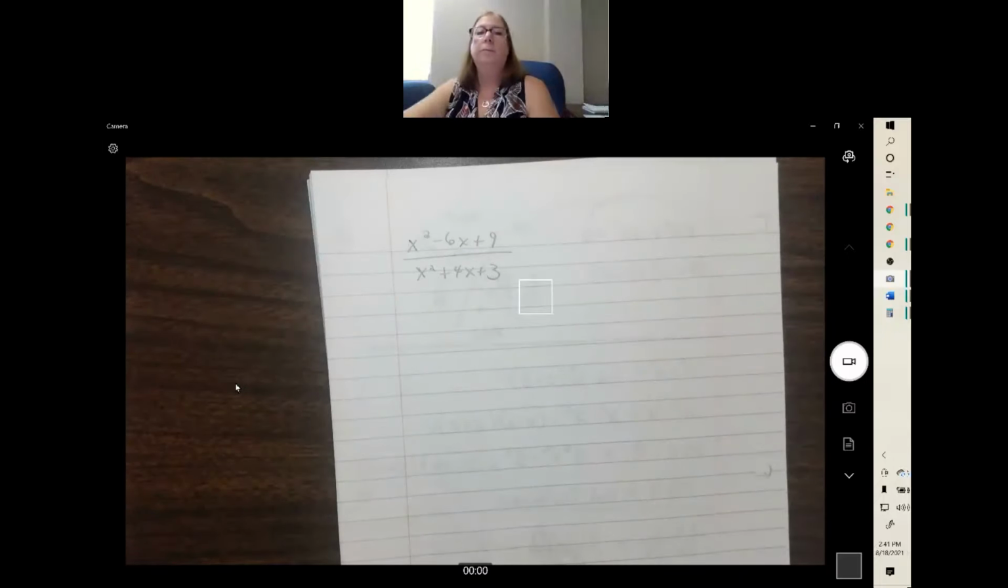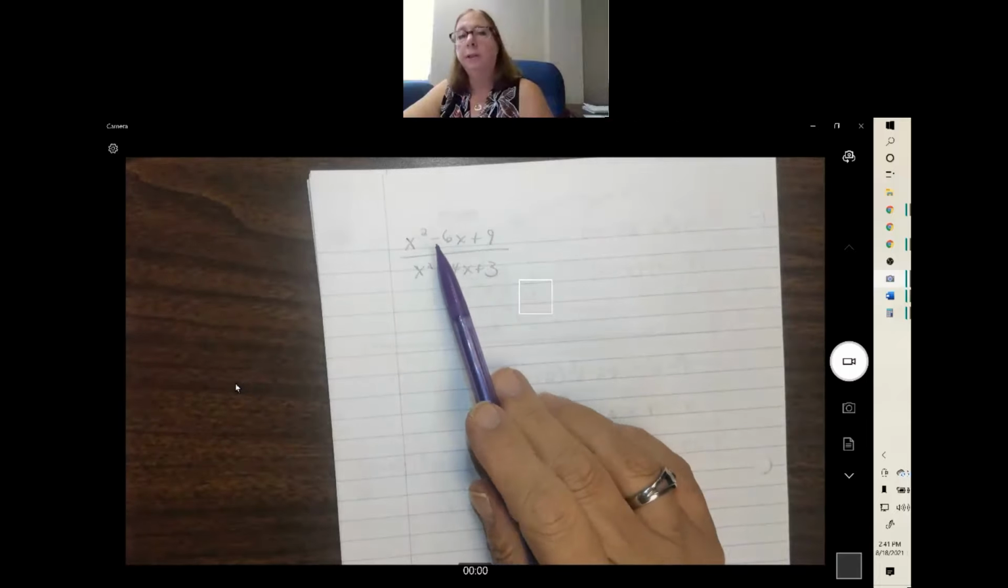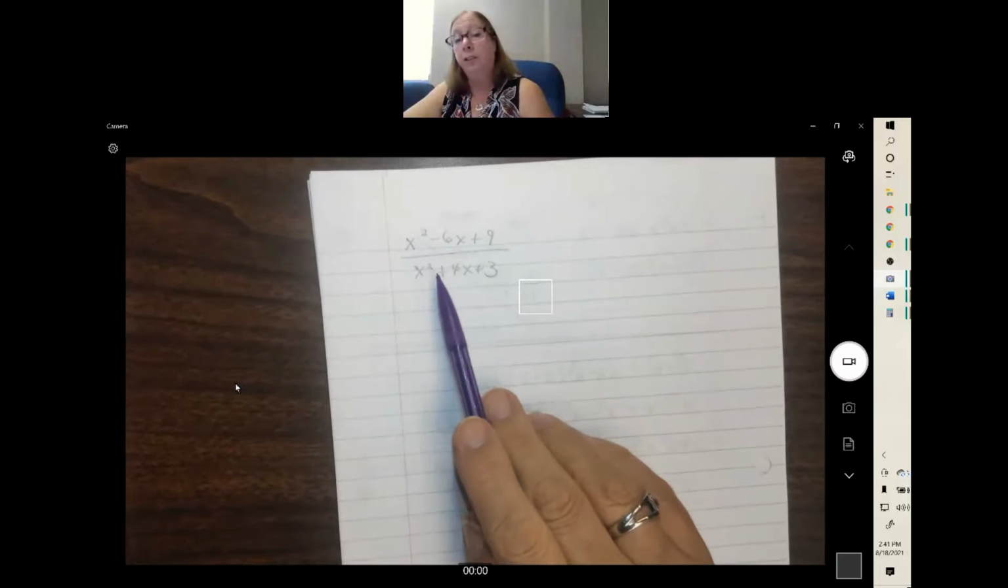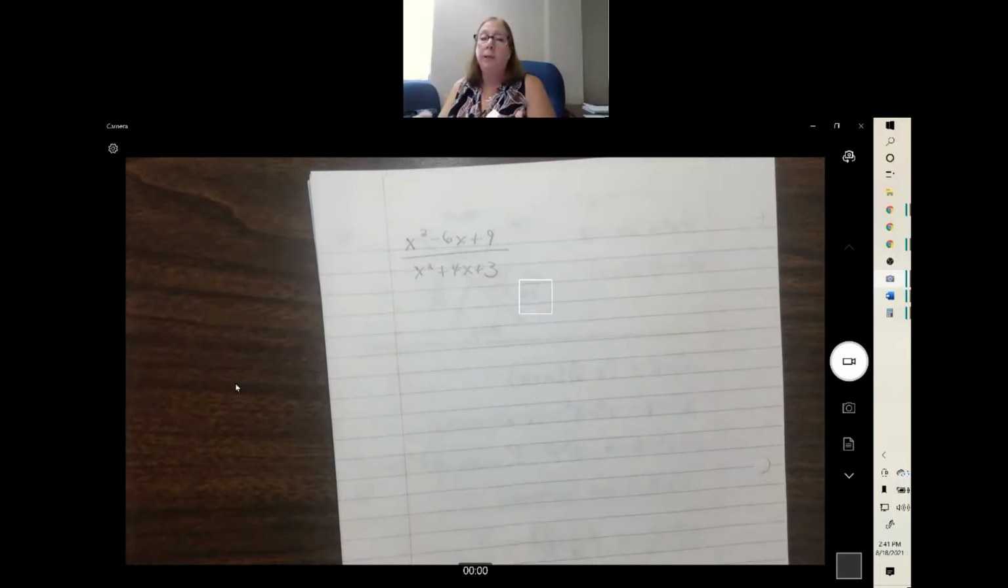On this one, there's nothing that goes into it. Notice there's 6 terms. But we can factor the top and the bottom, and then maybe one of the factors will reduce. So you want to factor the top and bottom separately and then see if you can cancel anything.